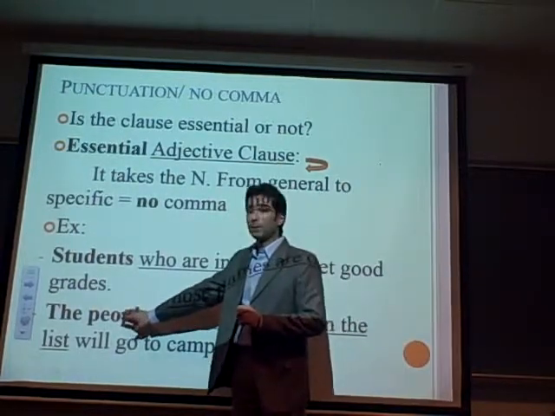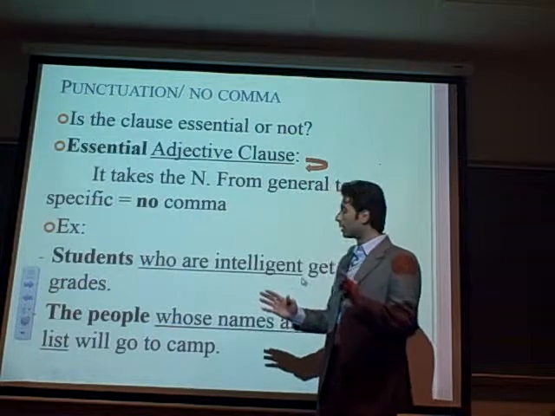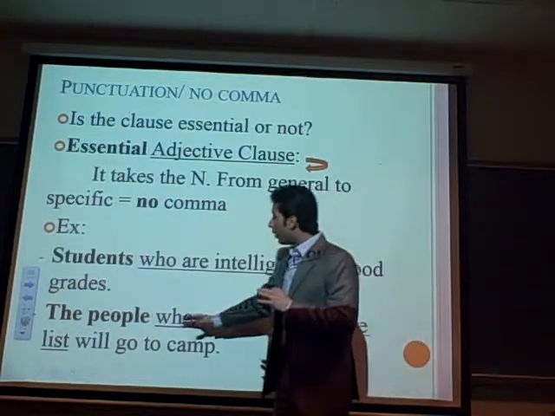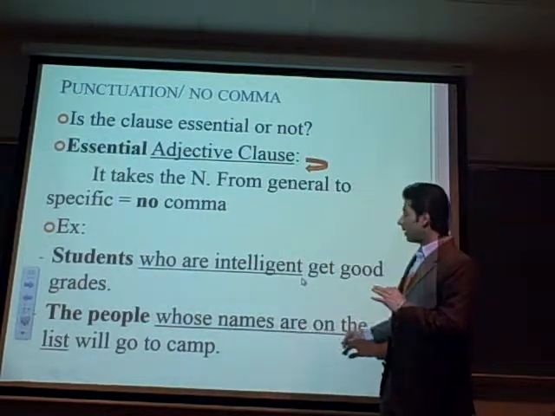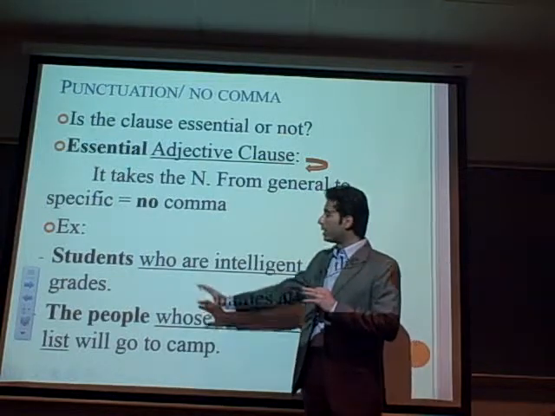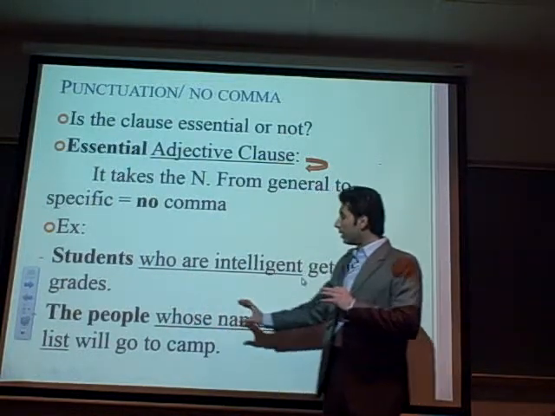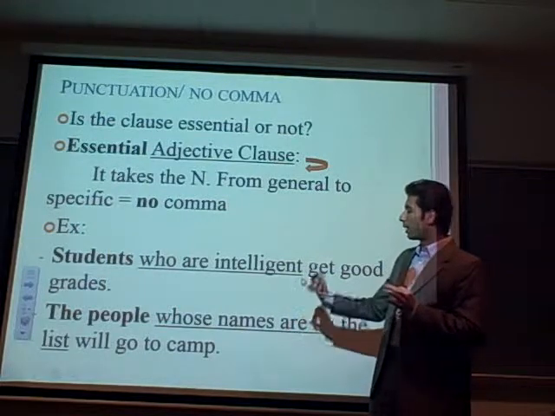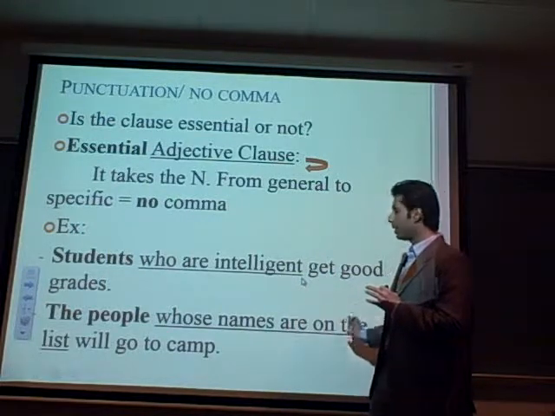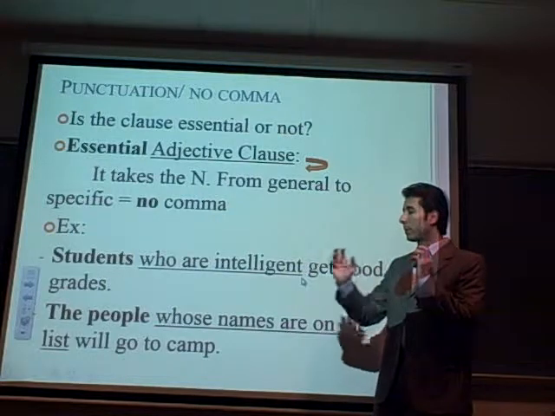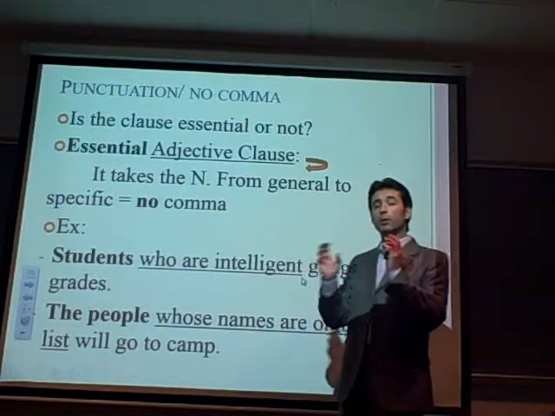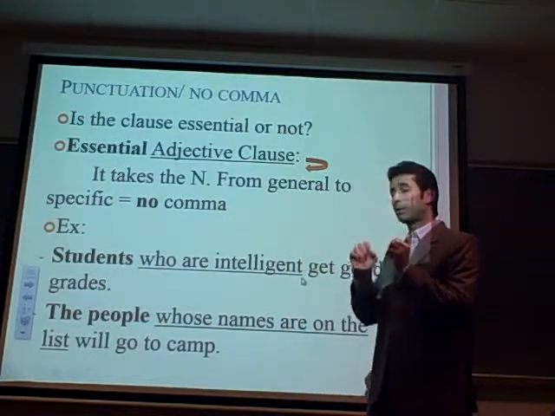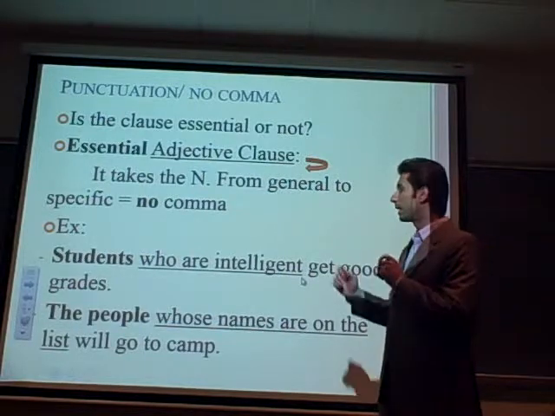Here the same, the people, which is something also general. Whose names are on the list will go to camp. So these people will go to camp. We don't know who they are, but if we say whose names are on the list, we specify them. We take them from something general to something specific. We are talking about only the people on the list going to camp.